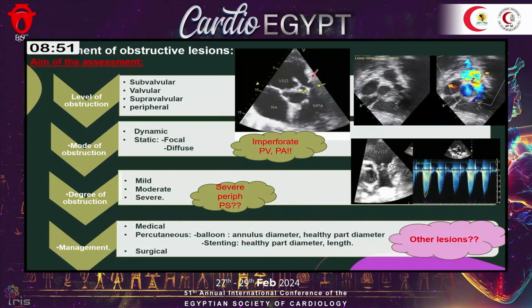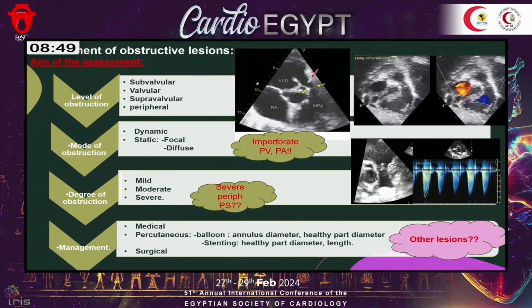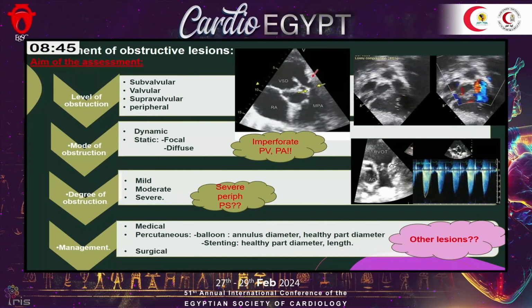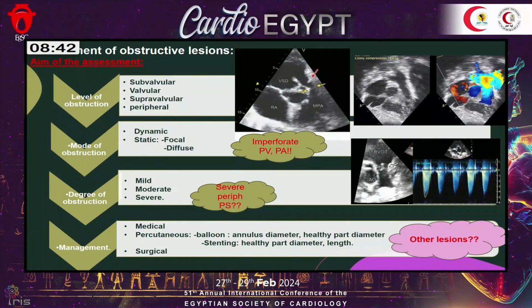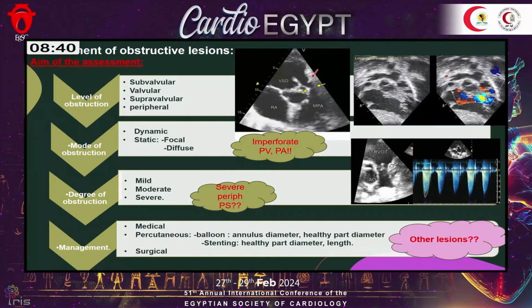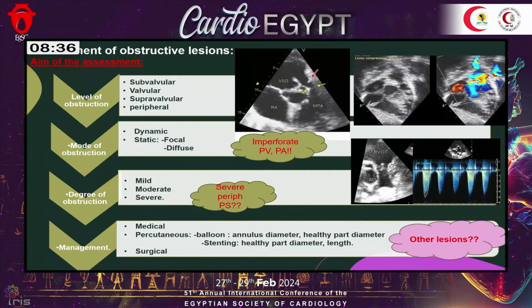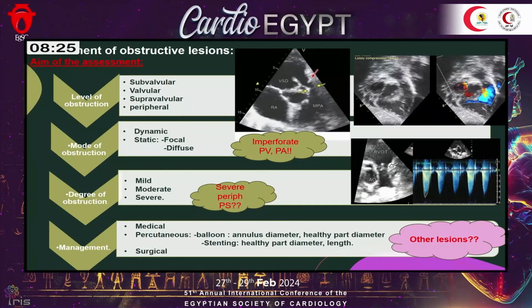First, assessment of the obstructive lesions. Aim of assessment: level of obstruction, whether it is subvalvular, valvular, supravalvular, or peripheral. Mode of obstruction, whether it is dynamic or static, focal or diffuse. And of course, whether there is no forward flow at all, in cases with pulmonary atresia, membranous type with imperforate pulmonary valve or atretic main pulmonary artery.